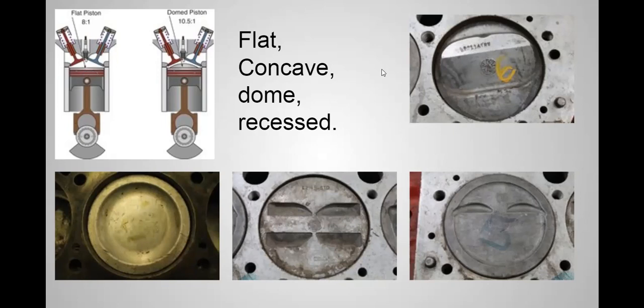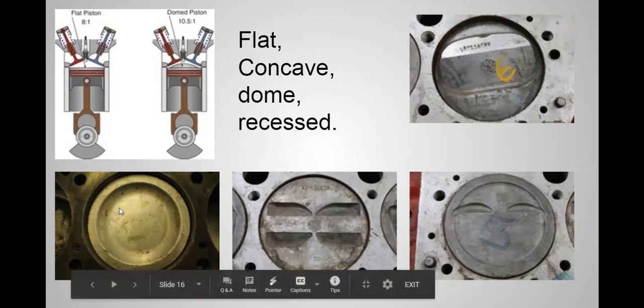So this is what the different pistons look like. This one here is a domed piston. It doesn't look like a dome, but this section right here is actually raised, so it protrudes into the combustion chamber. On the bottom left here, this is a concave piston.